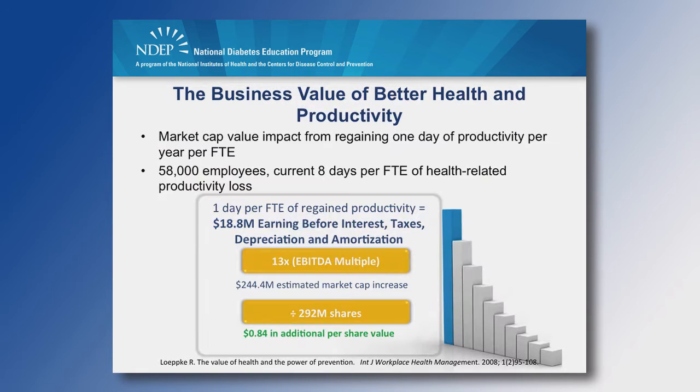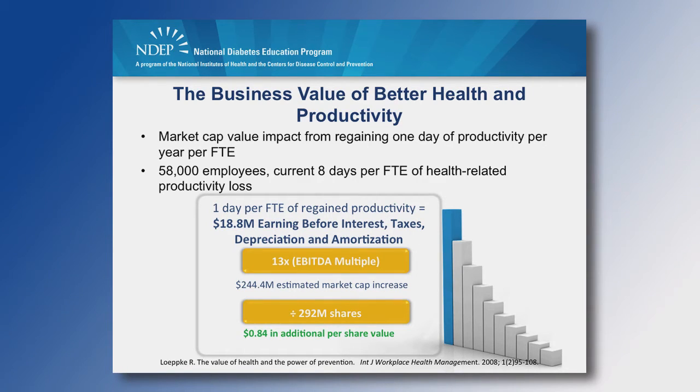In fact, in one of the case studies I was able to be involved with, a public company, 58,000 employees, the CFO estimated there were 8 days per employee of health-related absenteeism and presenteeism. And he asked the question, if they got back 1 day per employee per year of that current lost performance, what is it worth to that company? And for them, it was worth $18.8 million to their EBITDA, bottom line.